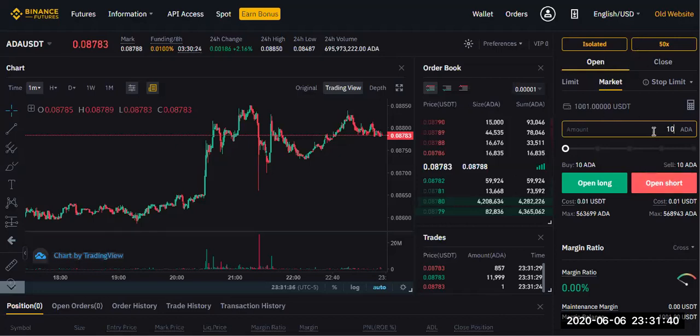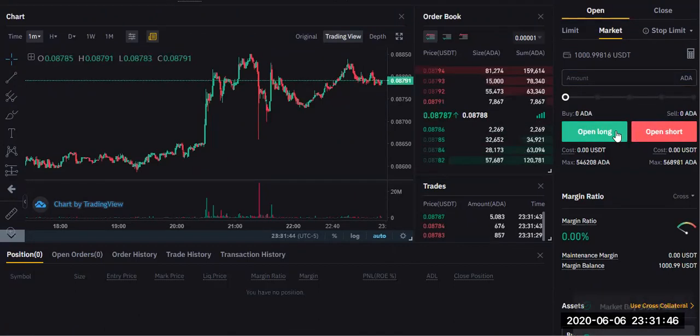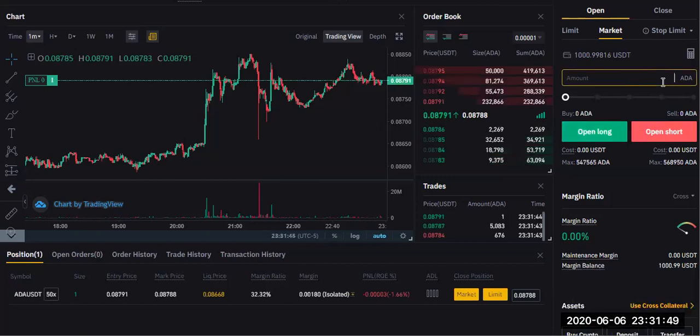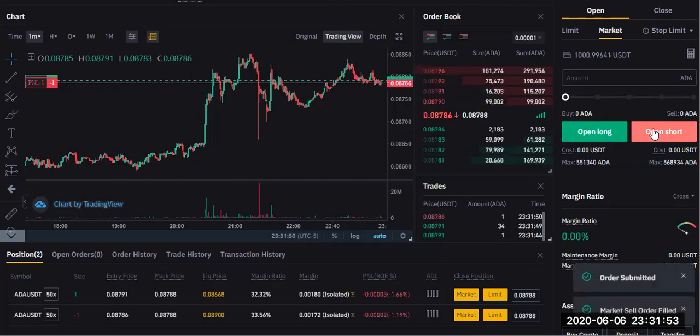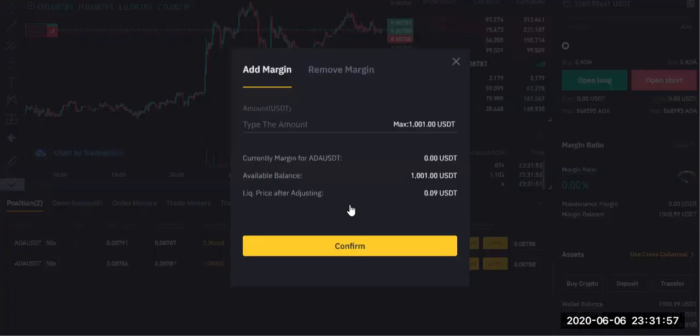But because this is hedge mode, I can do this. I can have one Cardano going long, and I can have another one going short. And they have two different liquidation prices. Because this is isolated, now I can manually add. I can say $1 and it'll change the liquidation price after adjusting. See, the liquidation price is 9 cents. But because I adjusted it with $1, there is no liquidation because it's just that small.